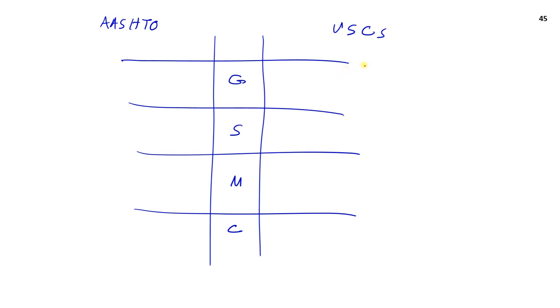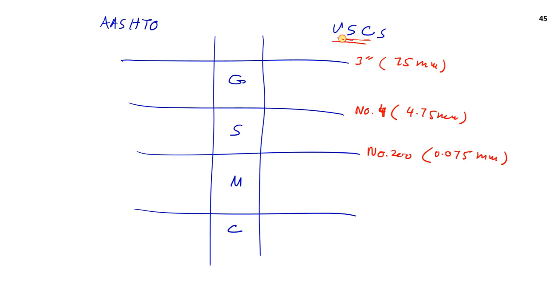We know in the case of the unified classification system, gravel's upper limit is the 3-inch sieve, which is 75 millimeter, and the bottom is the number 4 sieve. Number 4 sieve is 4.75 millimeter, and the division between sand and fines is the number 200 sieve, which is 0.075 millimeter.